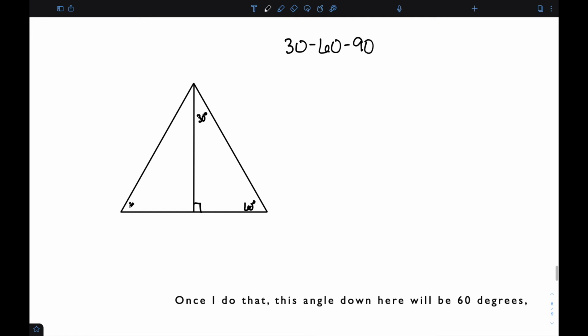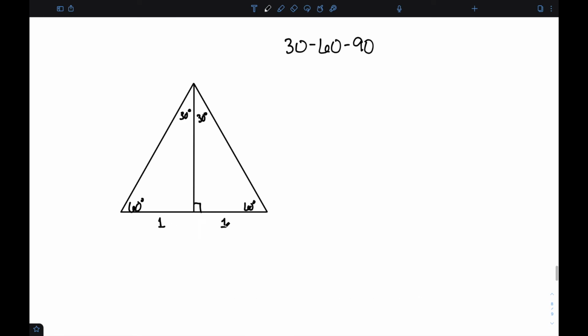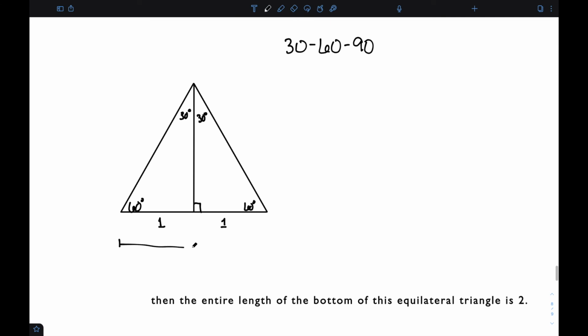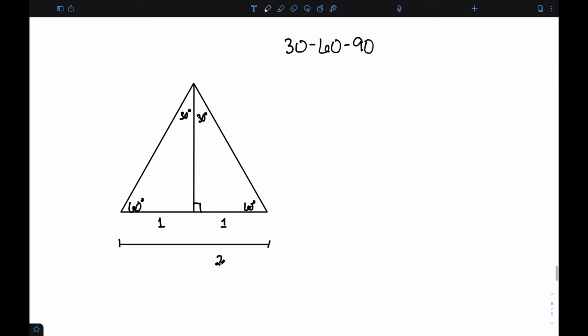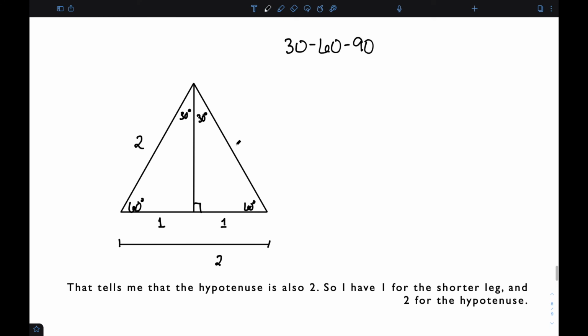Once I do that, this angle down here will be 60 degrees, and the big top angle will be 30 plus 30, or 60 degrees. So this is now an equilateral triangle. If I make one of the shorter sides down at the bottom 1, the entire length of the bottom of this equilateral triangle is 2. So that tells me that the hypotenuse is also a 2. So I have a 1 for the shorter leg and a 2 for the hypotenuse.